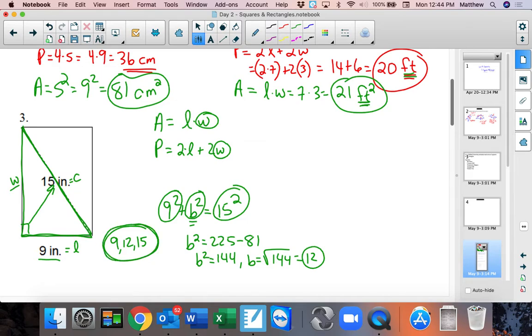You look at this, you're like, oh, 15 and one side's 9. Oh, well, this side over here must be 12. Boom, done. And I don't have to do all this stuff off to the side. But my work is not done. My goal was not to find the width. It was to find perimeter and area.